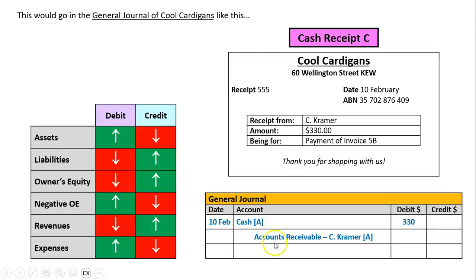Well, the amount of accounts receivable, the amount that customers owe us, will go down once C. Kramer pays us back. So we'll reference the accounts receivable C. Kramer. That's an asset going down, so that will be a credit.